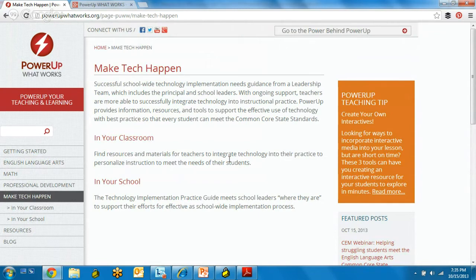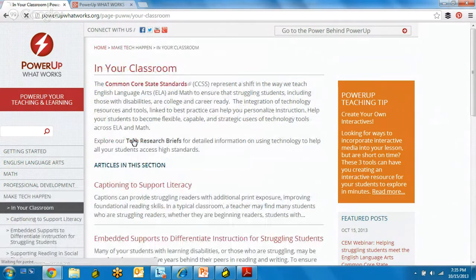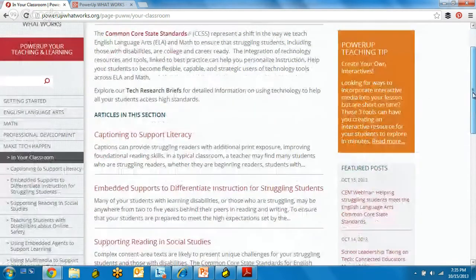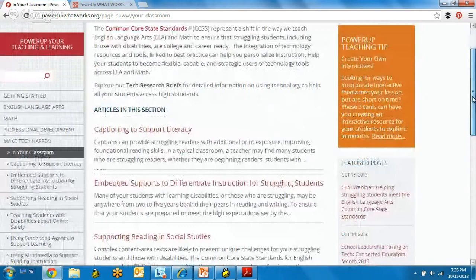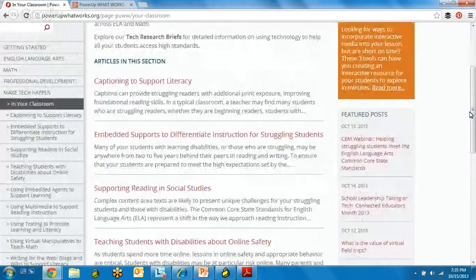Elise, if you hit that, we'll see that in your classroom, we have a lot of information, and if you look down the left navigation, you'll see we have articles about captioning, about embedded supports, about supporting reading and social studies. The list is on the left, and it's also down the middle. You want to open up the supporting reading and social studies, Elise?